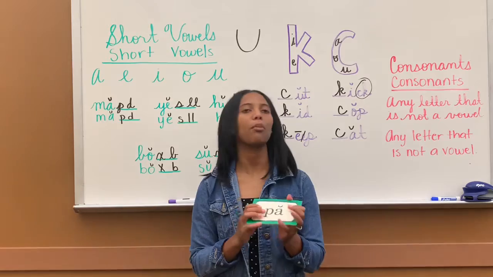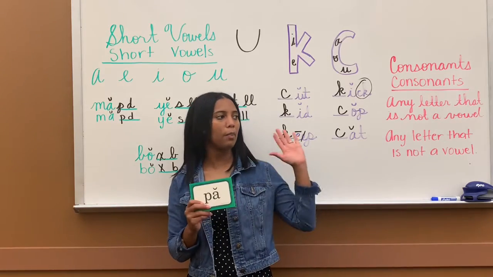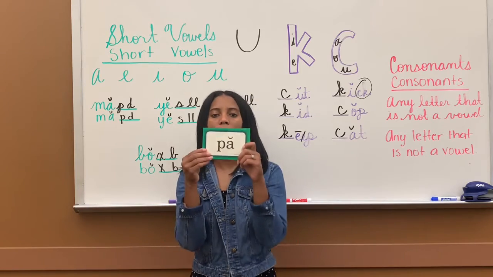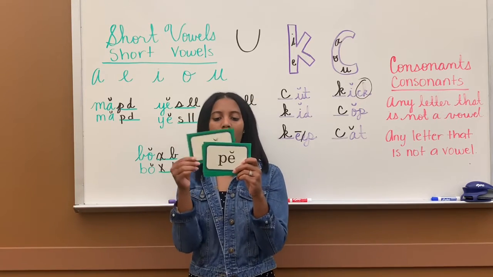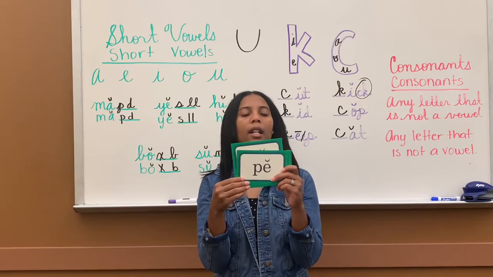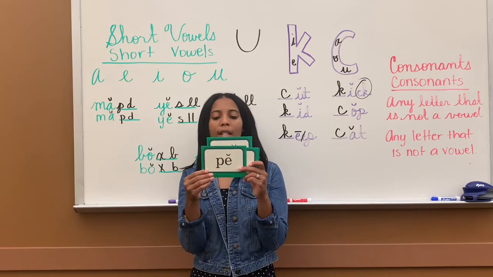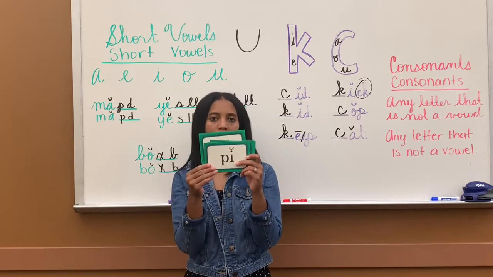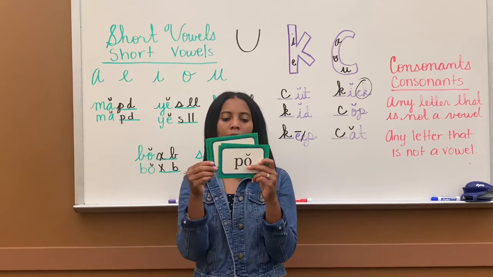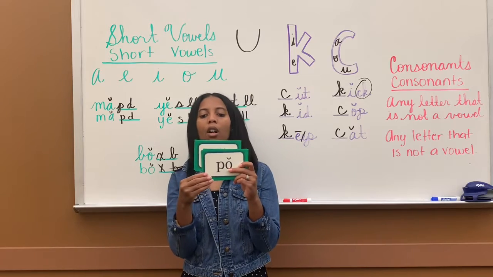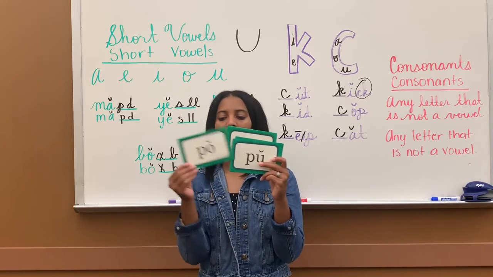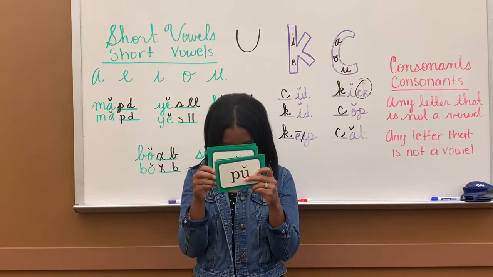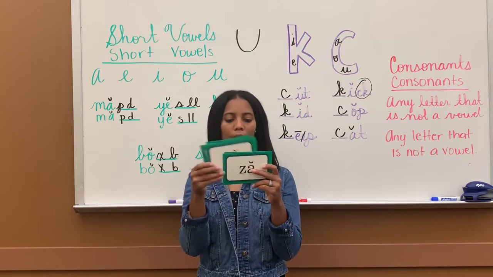P. P says p. Let's blend the P sound with all the vowels. P says p. A says a. Put it together, pa. P says p. E says e. Put it together, pe. P says p. I says I. Put it together, pi. P says p. O says ah. Put it together, pa. P says p. U says ah, put it together, pa.